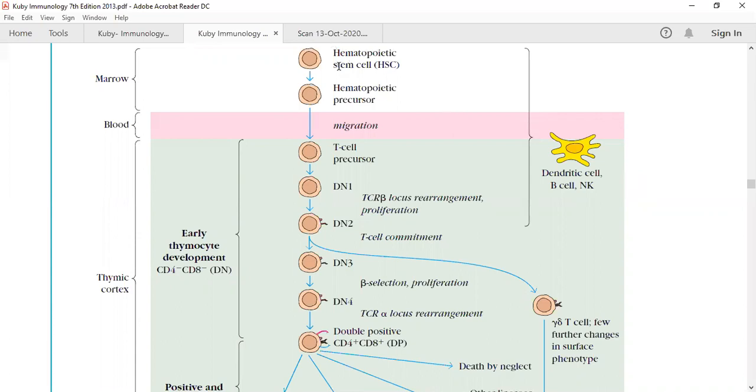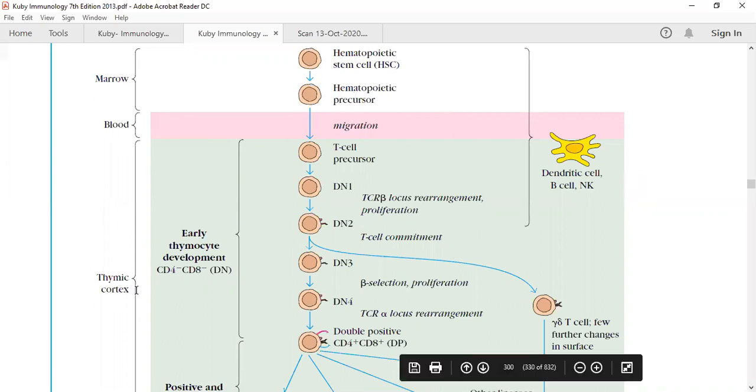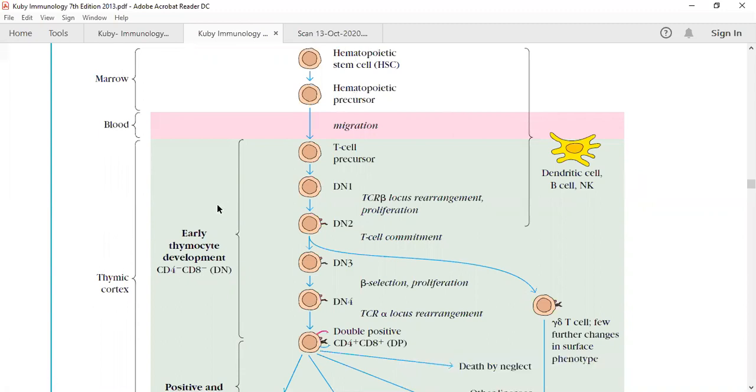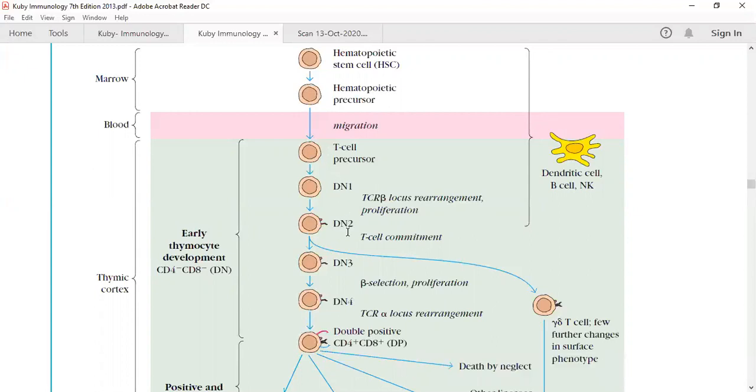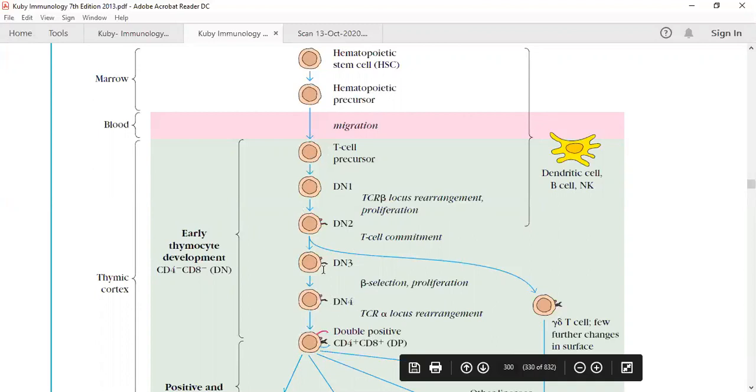So we have covered that the hematopoietic stem cells give rise to precursor cells, which you can call DN1 cells, which move from the bone marrow through the blood into the thymus. Bone marrow and thymus are both primary lymphoid organs, but because these are T cells, T cell maturation and development takes place in the thymus. The DN1 cell will move through stages to develop DN2, DN3, DN4, which are all double negative cells because they do not express CD4 or CD8 molecules on their surface.